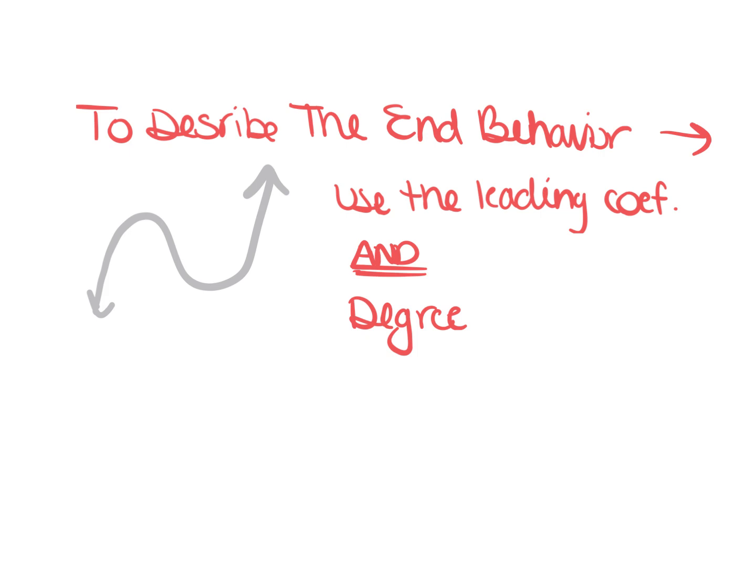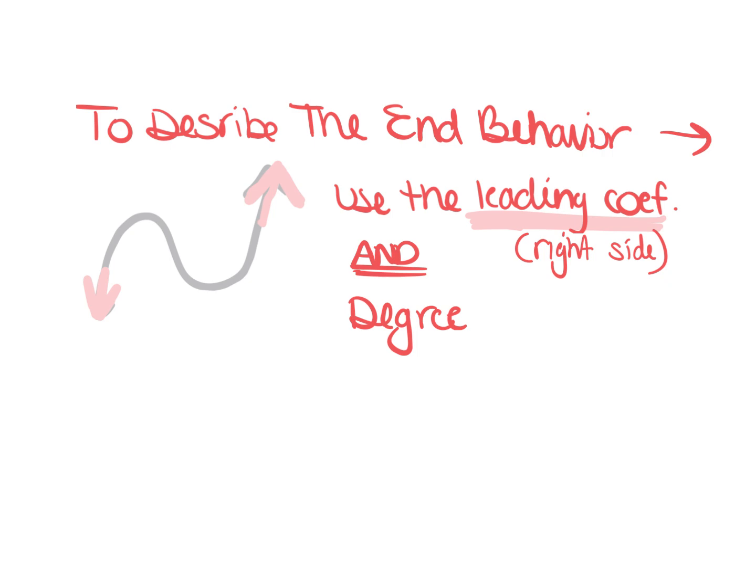The end behavior is what's happening, I'm highlighting it here in red or pink, what's happening as x gets really big or small. So to the right of the function, it's either going to go up to infinity or down to negative infinity. We use the leading coefficient, okay? So that right there tells us the right side of the graph. So if it's positive, it's going up. If it's negative, it's going down.